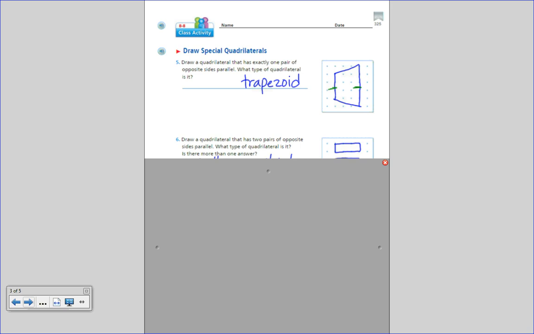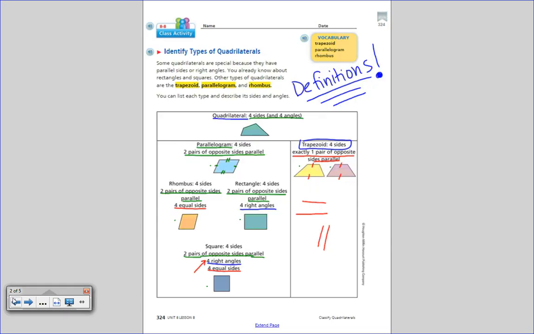Now, in this next one, it says, draw a quadrilateral that has two pairs of opposite sides parallel. What type of quadrilateral is it? Is there more than one answer? Well, if I look back at my chart, it's telling me I need two pairs of opposite sides that are parallel, so I have four options that it could be. If that's the only criteria it gives you, it could be any one of those shapes.